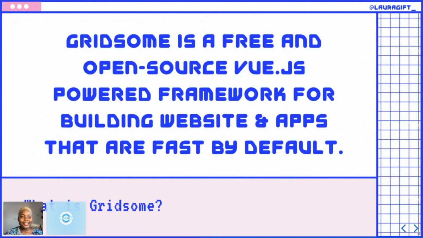Moving on now to the interesting part. What is Gridsome? Gridsome is a free and open source Vue.js powered framework for building websites and applications that are fast by default. I love the fact that fast by default is added to the definition because it is true, and I've also witnessed this. And I'll also show you, obviously.